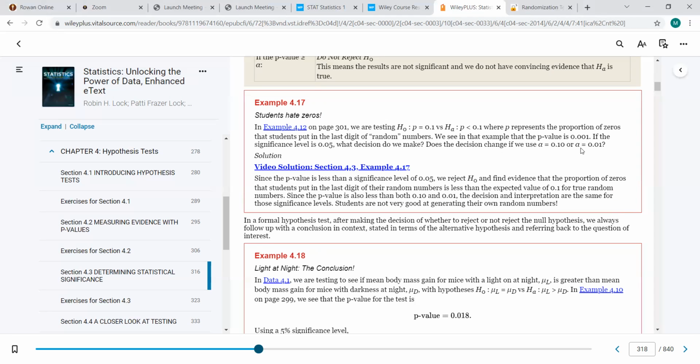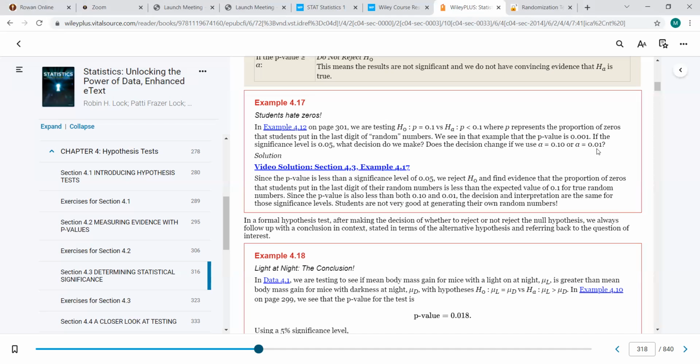So even if we picked alpha to be 0.01, which is 1%, if the p-value is 0.001, would we reject the null hypothesis? Yes or no? Compare the two numbers. Is 0.001 less than or greater than 0.01? That's all you're doing. We would reject. That's right, because it's less than, isn't it?